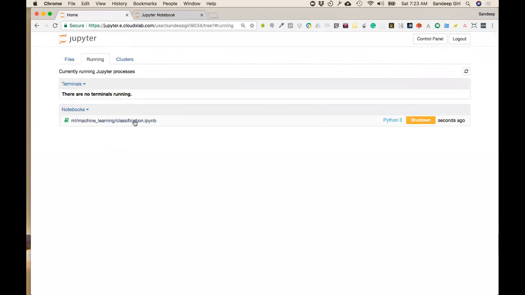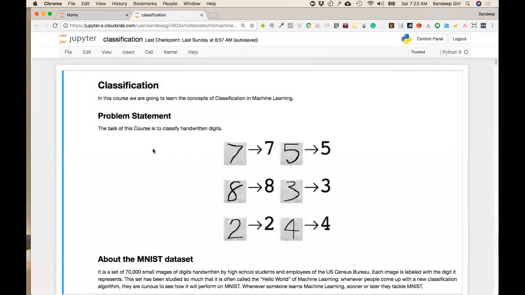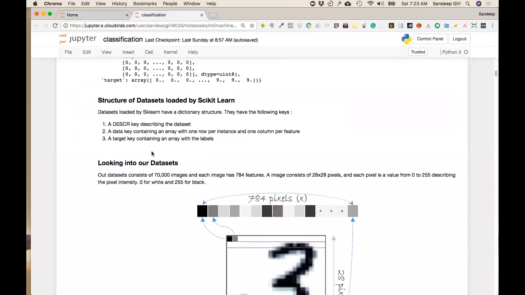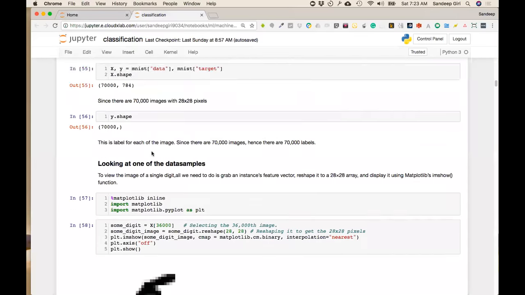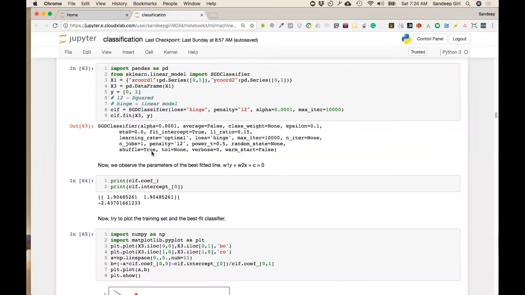Okay, so we are using this machine learning classification.ipynb. It is available in our GitHub repository, inside cloudxlab/mm, github.com/cloudxlab/mm. Okay, so this is where we were.